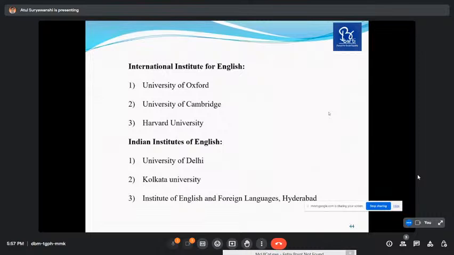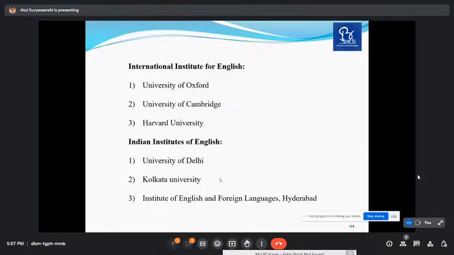Concerning Indian institutions here in India, three important universities are there. Many universities are there, but I have mentioned three select ones. The first important university is the University of Delhi, in the capital of India. The second university, the first university in India, is called Kolkata University. This is also one more important institution that focuses on quality education of English.